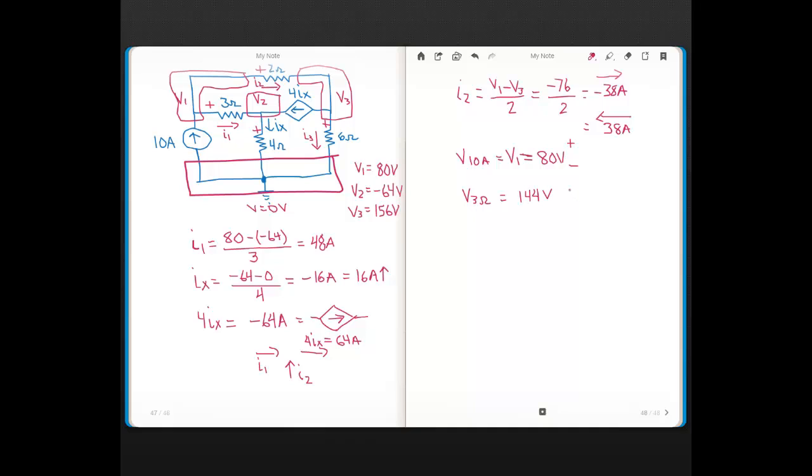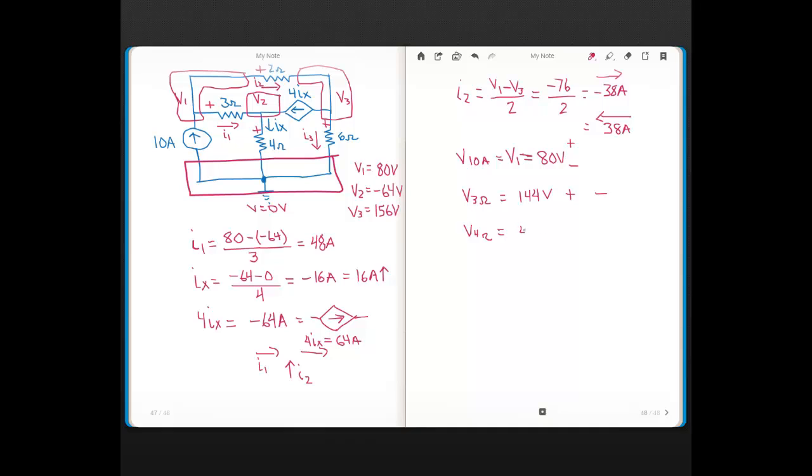And the polarity was plus minus, where the higher voltage end is on the left side, right? Because 80 volts is higher than a negative 64 volts. And then the voltage across the 4 ohm, well, that's just going to be, from Ohm's law, 4 times the current through it.